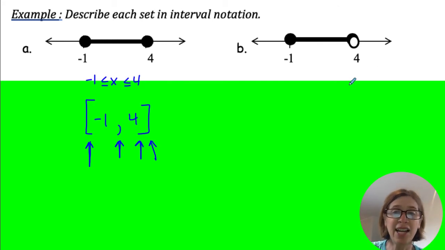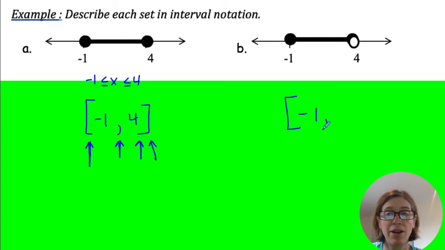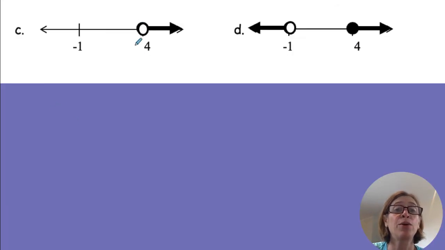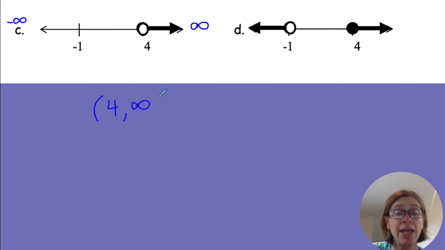All right, so let's try it on this next one. For this example, I want bracket -1, comma 4, parentheses. Why parentheses? Because it's got an open circle here. It's not including 4, but it does include -1. All right, a little bit more challenging. Here we've got from 4 going this way forever, and we need to remember that going forever this way means I'm getting closer to infinity. Over here, I'm getting closer to -infinity. So we would write that as parentheses 4, comma, infinity. On the other side of infinity, we always put a parentheses because we can never equal infinity.